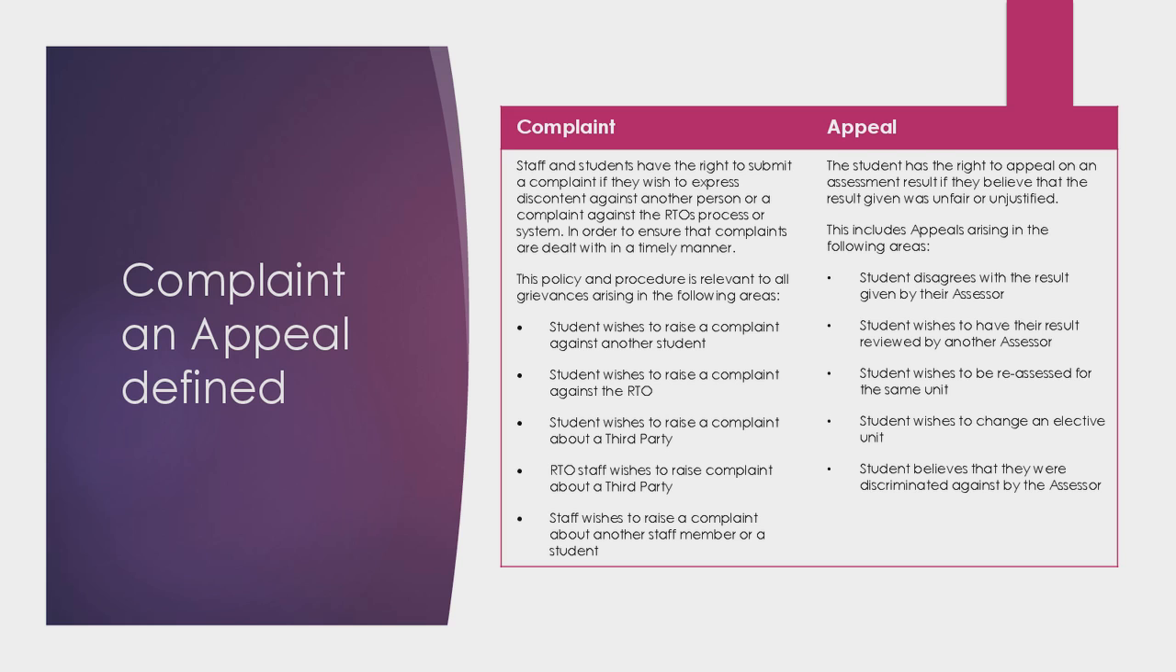It could be that the RTO staff wish to make a complaint about a third party. So a lot of those different third parties. An RTO staff member may want to make a complaint about someone else within the organisation or about a student, for example. It could be that a staff member wishes to raise a complaint about another staff member or a student. So there's a range of different things that people might complain about, or it might be a process.